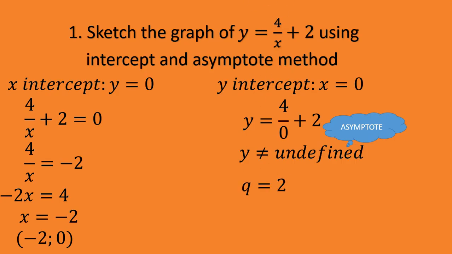We also know that we have a plus 2 at the end, so that plus 2 at the end of my equation represents my q value, and that would be the new x-axis. We will also put that onto the graph.